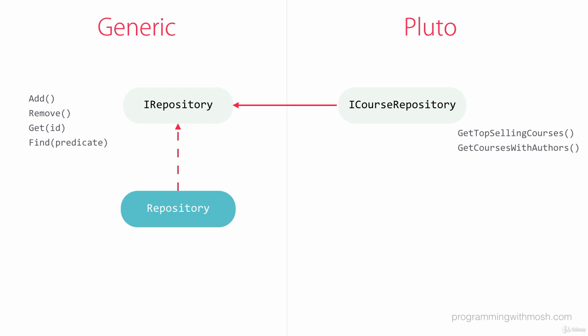Now here, ICourseRepository just declares the contract. So we need to implement it in a class like CourseRepository. So in this diagram, CourseRepository derives from our generic repository because a lot of our data access code is similar. But it also additionally implements the ICourseRepository interface. So it's going to have implementations for these two methods you see on the right side.